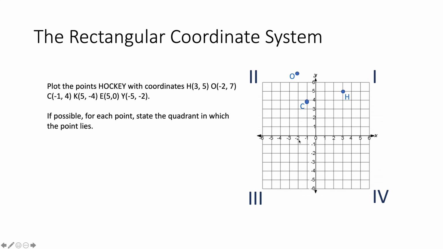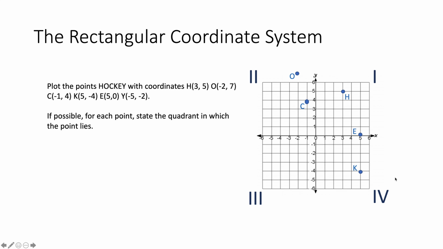And (5, -4). This time we're in the fourth quadrant, okay, because x is 5, y is -4. And E is the point (5, 0). And the tricky point on that one, here's the point where E is (5, 0). Just like the previous point was (5, -4), well, (5, 0) is here because it's 5, and then I don't have to go up or down because it's 0. And that's not in a quadrant because it's right on the axis.